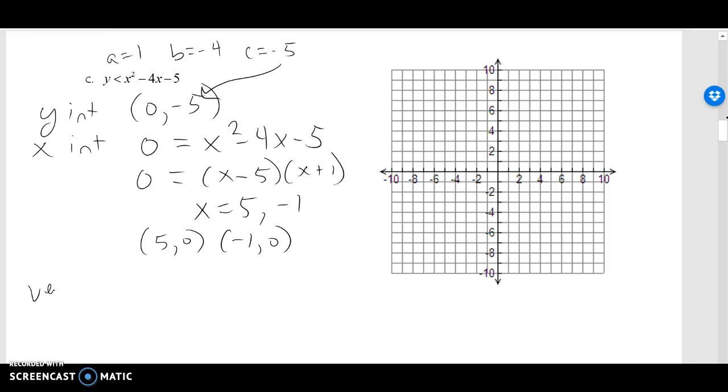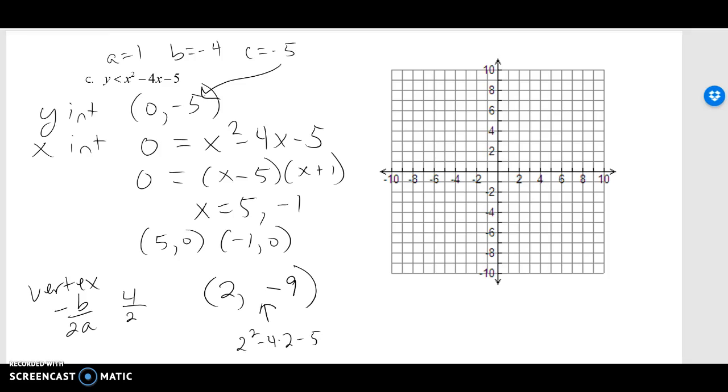For the vertex, we find the x-coordinate by finding the opposite of b over 2 times a. So for this quadratic, it would be 4 over 2, so the vertex will have an x-coordinate of 2. To find the y-coordinate, we're going to plug that x value in. So we'll do 2 squared minus 4 times 2 minus 5. So that will be 4 minus 8, which is -4, minus 5, we'll get -9.